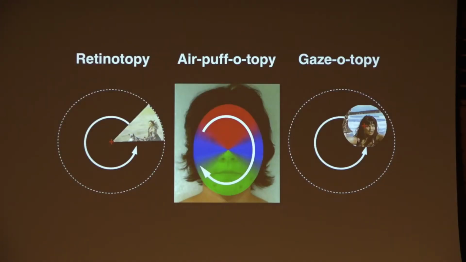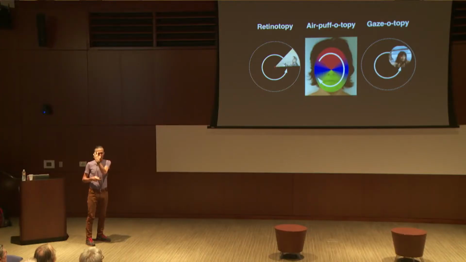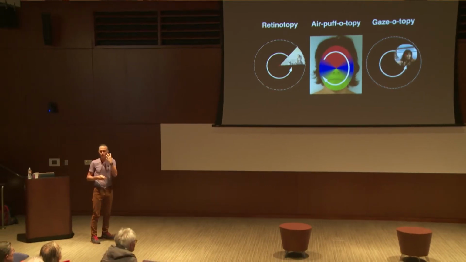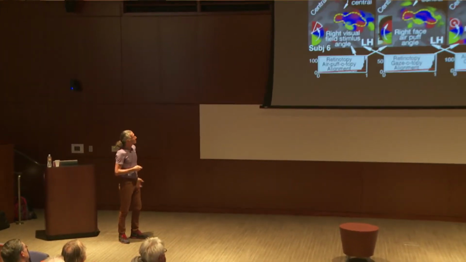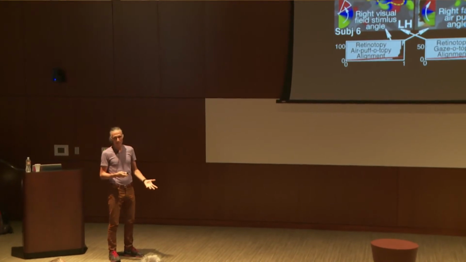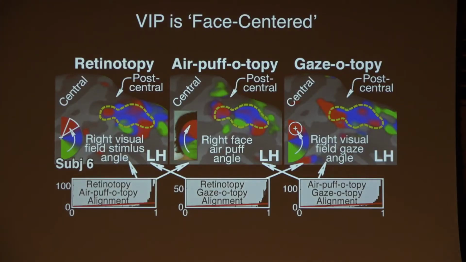So if you have somebody watch a video while looking at the center of that video as the video moves around the face. So basically, you're keeping the retinotopic stimulation constant, but then moving something to different parts of the face. You see exactly the same map as you would see if you did air puffs in the dark or fixate the center and move something around the face. So it's really face-centered. It's translating things back into where they are relative to my face.